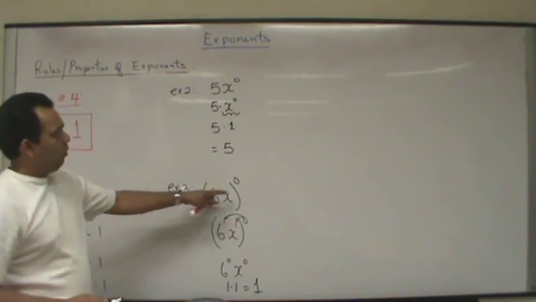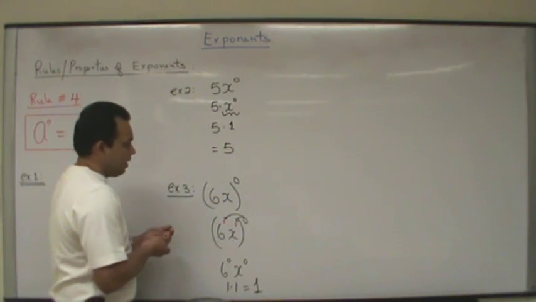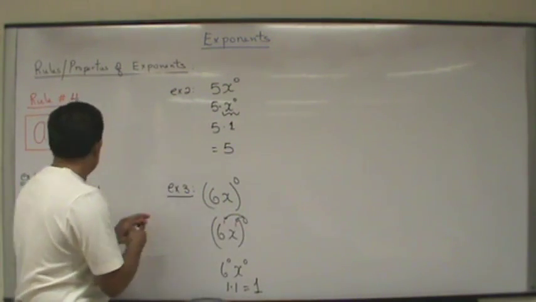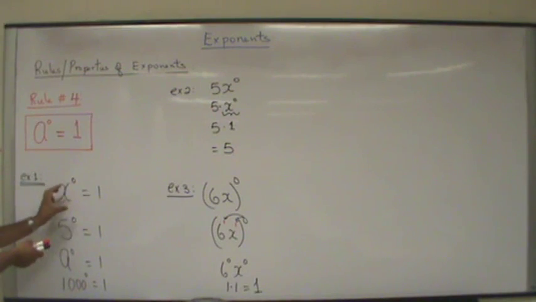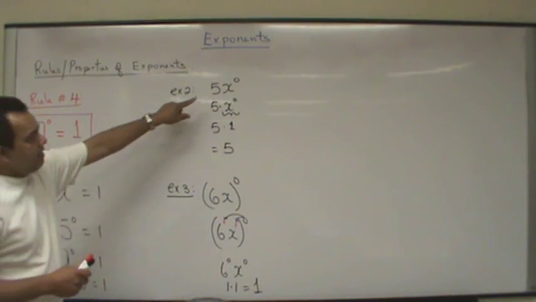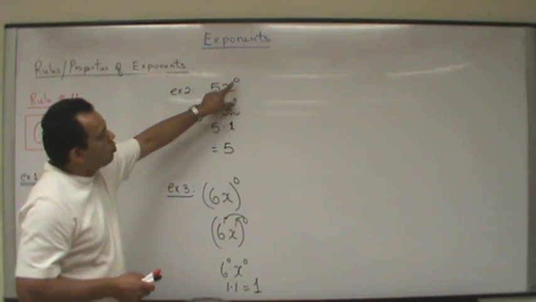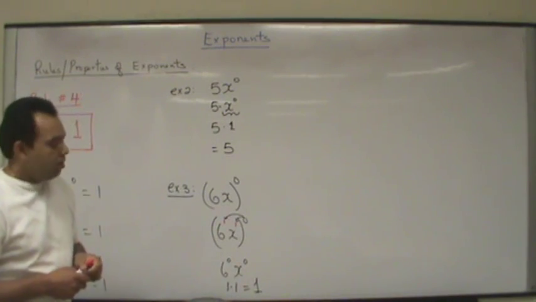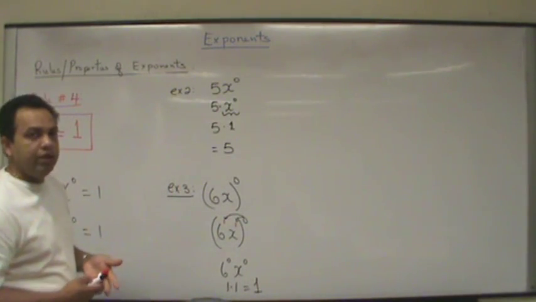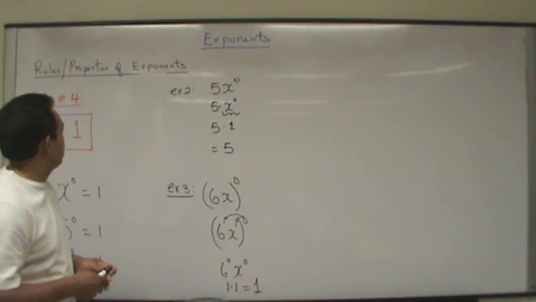So be very careful with the way here, everything is raised to the 0 power. And we've said that anytime the power of everything is 0, the answer is 1. In this case, only the x was raised to the 0 power. So we have to be very careful with the way it is written for these rules.